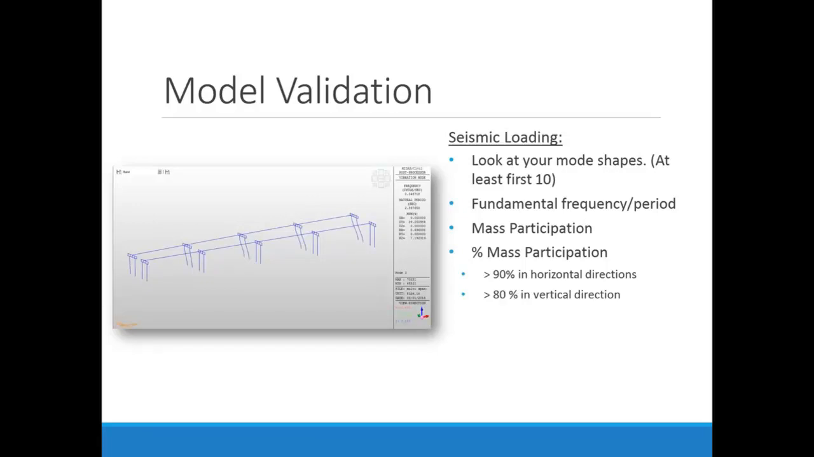And this is true even if you're not doing a seismic model. Even if it's just a dead load model, you can run an eigenvalue analysis and see if your fundamental period and frequency look reasonable. I would say do this after each time you update your model. I've found that quite helpful. And the other thing is that you'd want to look at your mass participation. Generally over 90% mass participation in the horizontal directions is good, and above 80% in the vertical.